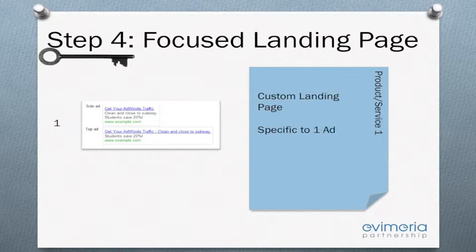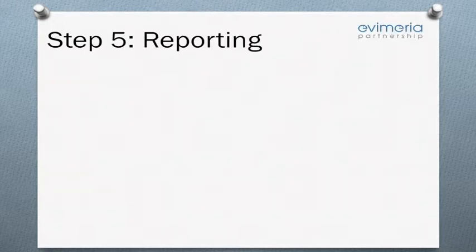So I think we've covered all this. So custom landing page specific to the ad and the specific ad. So one per ad, that's a key item. Keyword focused and clear call to action. Step 5 and key 2 is reporting.